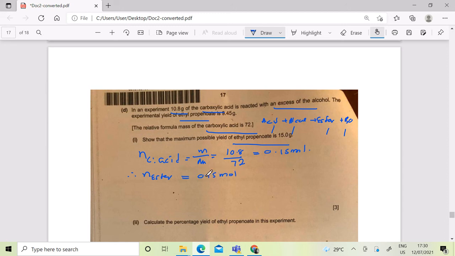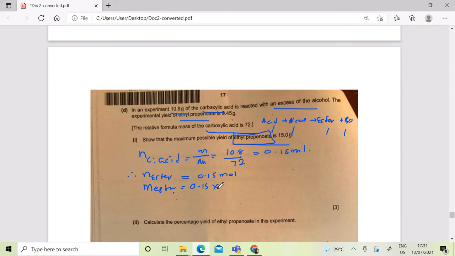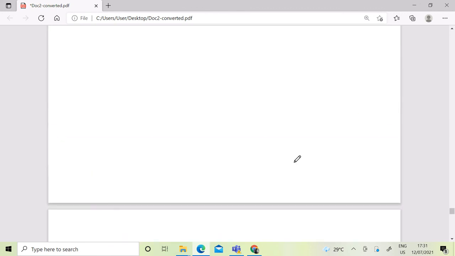Then you can calculate the mass of ester produced. The mass will be 0.15 times the MR. We require the ester MR this time. What is the MR of ethyl propanoate? The ethyl propanoate structure is given here.